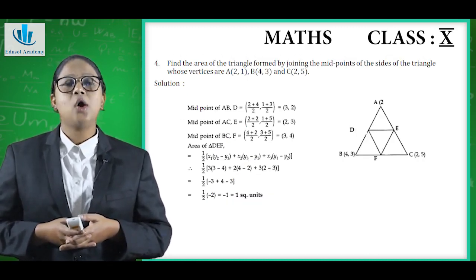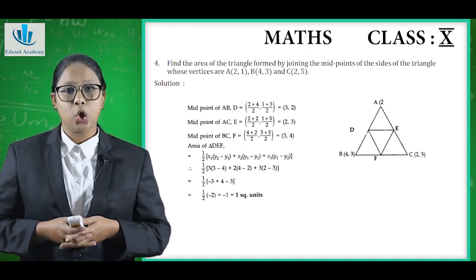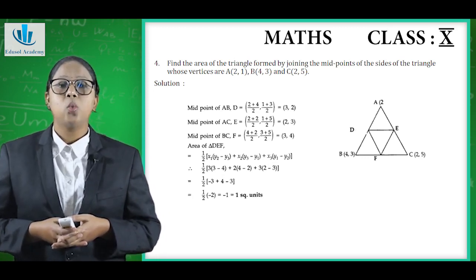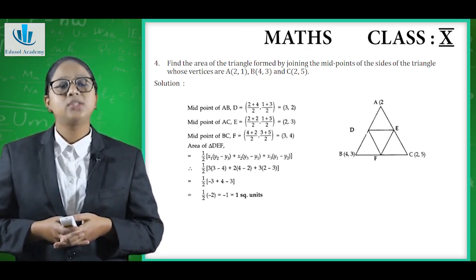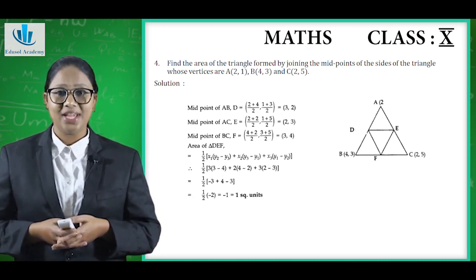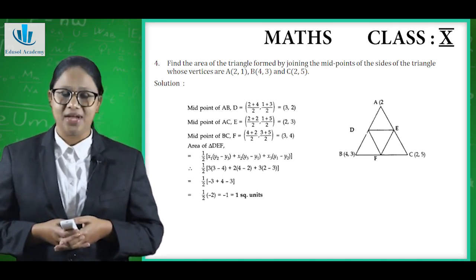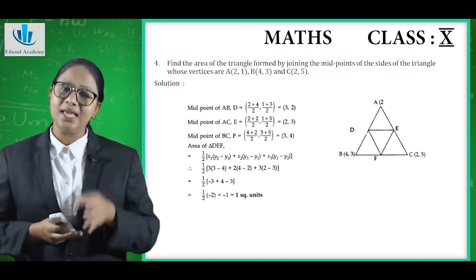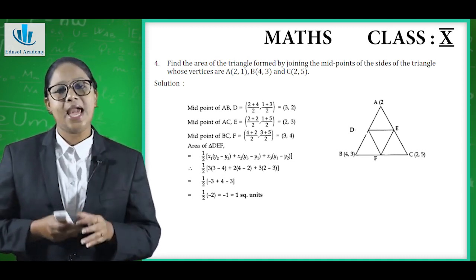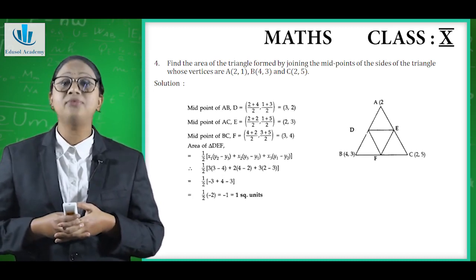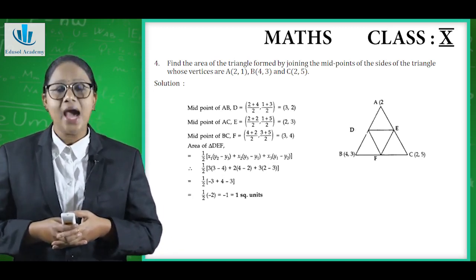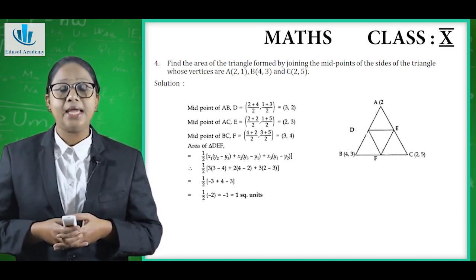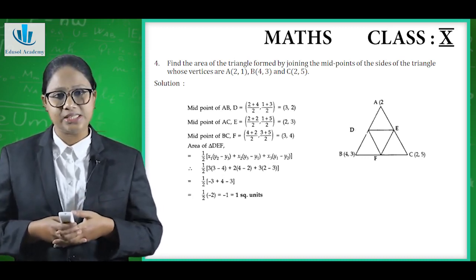Find the area of the triangle formed by joining the midpoints of the sides of the triangle whose vertices are A(2, 1), B(4, 3) and C(2, 5). So, there is a triangle formed by the 3 given points A, B, C and all the coordinates have been given for A, B, C. We have to find the area of the triangle formed by joining the midpoints of these sides.